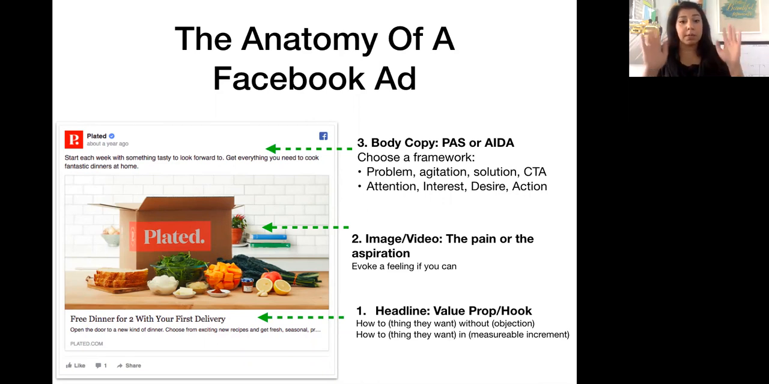These are, in my opinion, in order of importance. So when you're testing and when you're writing, nailing your headline, your value prop or hook, is the most important thing you're going to do. Then it comes to your image and your video, and then it's your body copy in that order when you're testing, okay? Because everybody wants to test all the things, but nobody has an endless budget to test, and so that's the order of importance when it comes to your ad.